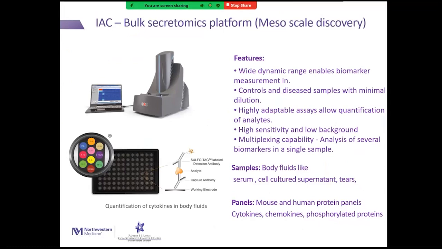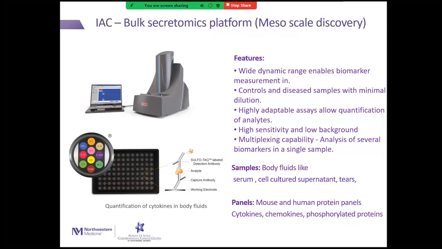It is very adaptable to allow quantification of different kinds of analytes. You can do single cytokines, or you can multiplex it with your choice of proteins that you want. They have more than 200 proteins on their website that you can choose and select from and make the custom panels.